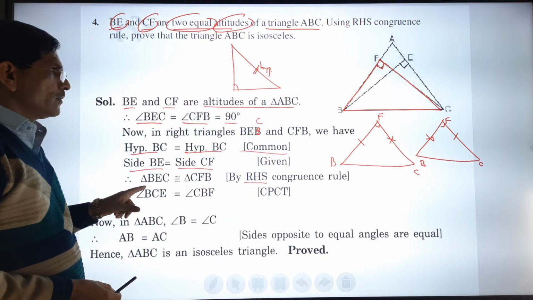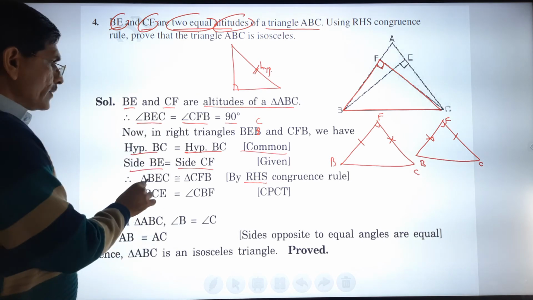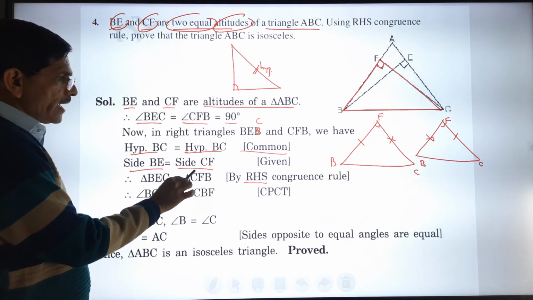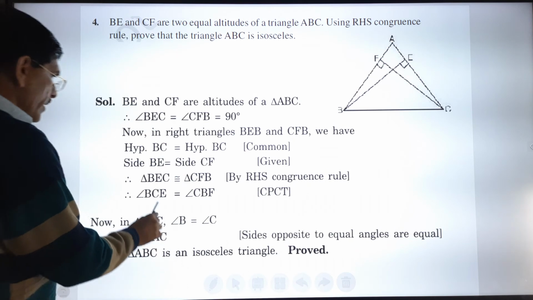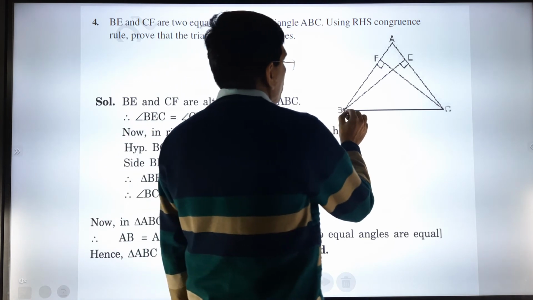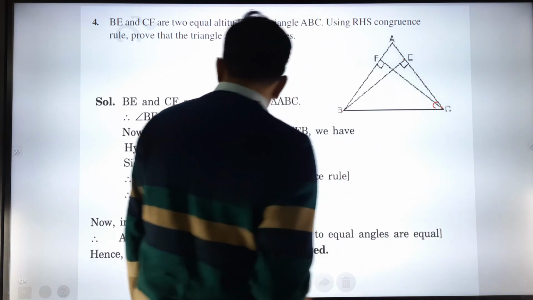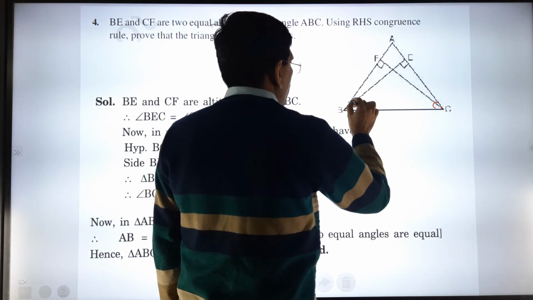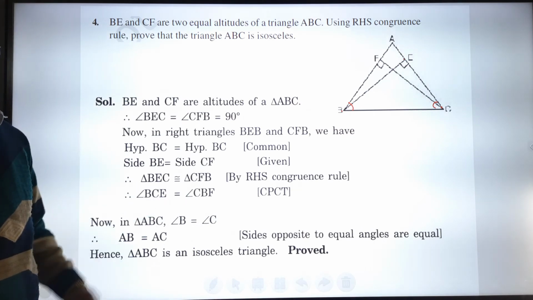So the two triangles, by RHS, that is 90 degree, hypotenuse and side, triangle BEC is congruent to triangle CFB by the RHS congruence rule. Therefore angle BCE, meaning angle C, and angle CBF, these two angles are equal by CPCT.